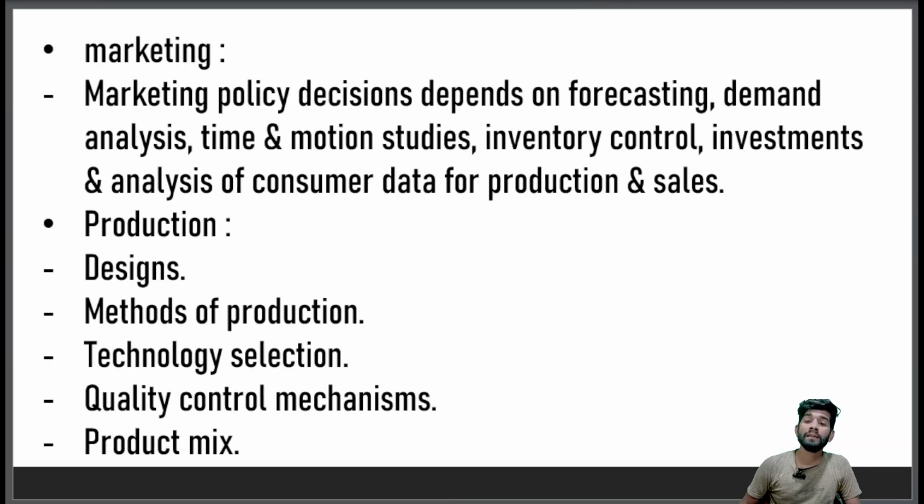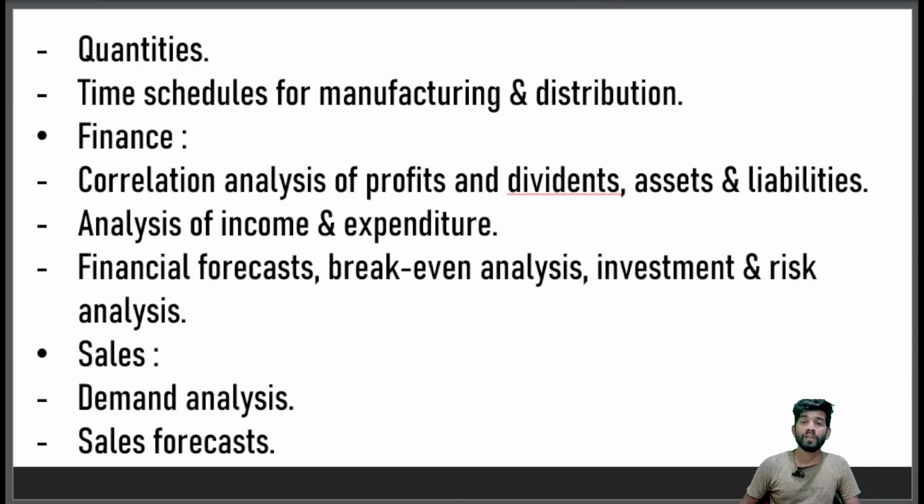Then marketing policy decisions depend on forecasting, demand analysis, time and motion studies, inventory control, investments, and analysis of consumer data for production and sales. Then in the production field, the scope of statistics is designs, methods of production, technology selection, quality control mechanisms, product mix, and the quantities and time schedule for manufacturing and distribution. All these things we have to plan using statistics.